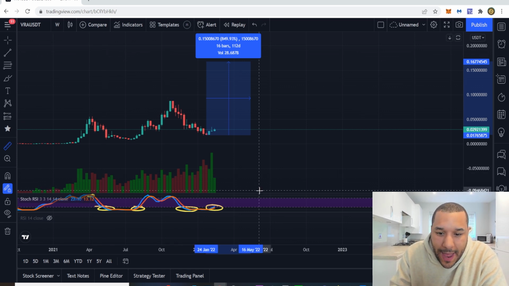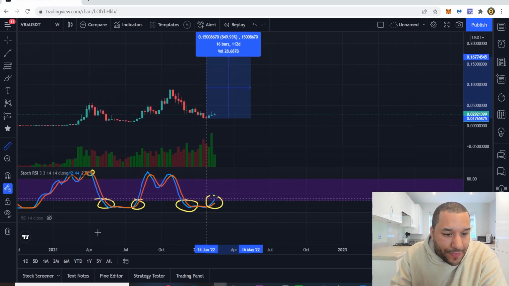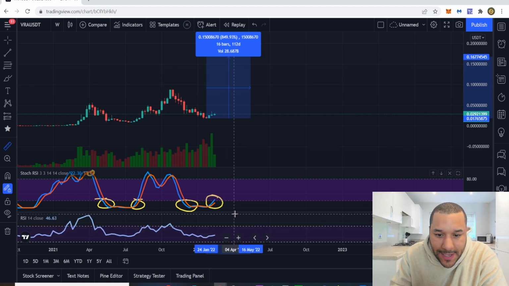Let's just take a look at the RSI as well, because I did have that up and I want to show you something that I see.